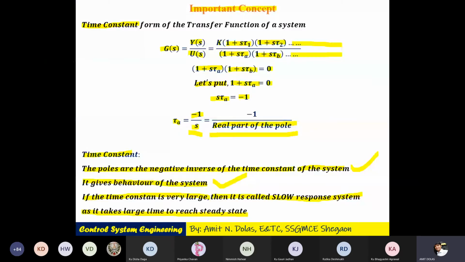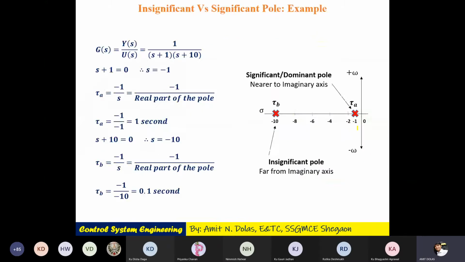So coming back to the PPT here, if the time constant is very large, then the system is called a slow response system, and it takes large time to reach steady state. So absolutely, Nimish, you're correct. So moving to the next PPT.